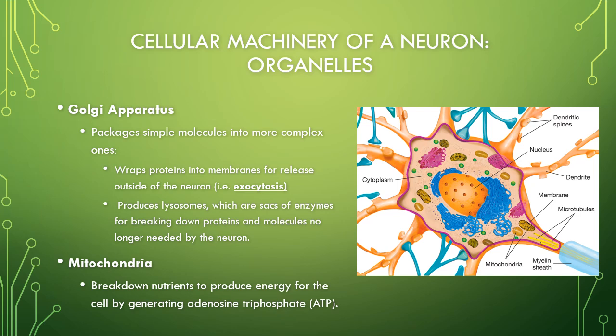And then mitochondria, you've probably heard since the day that you started in some sort of biology, is the powerhouse of the cell. Basically, this is what helps to take nutrients that are given to the neurons and turn them into energy through the use of adenosine triphosphate, or ATP.